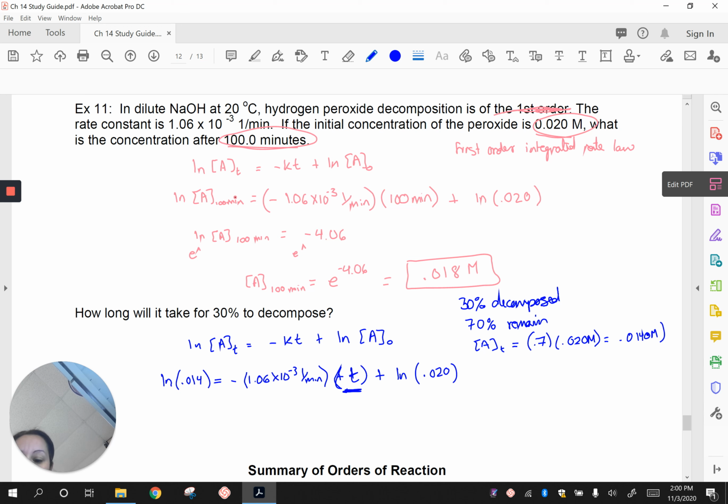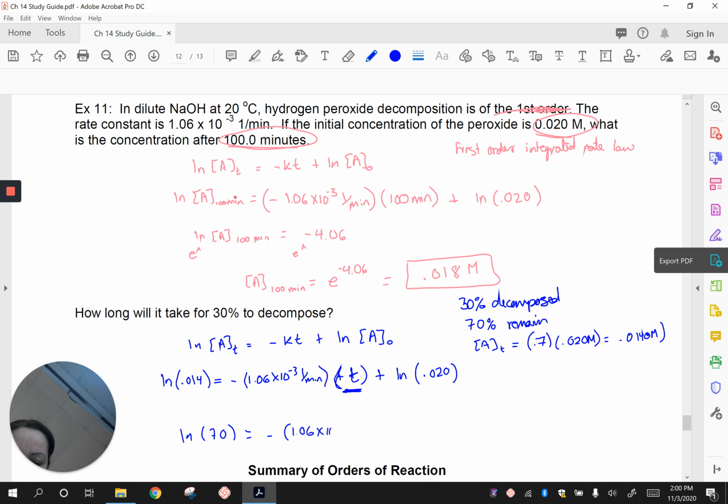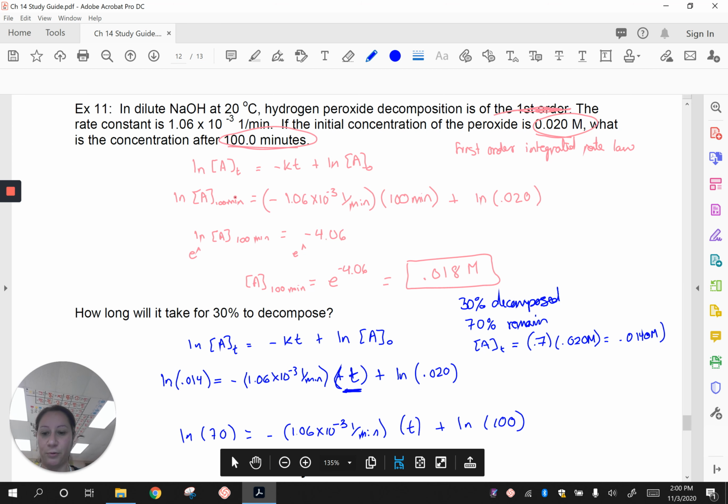Now I want to show you a different way to do it. Let's say you are not given the initial concentration, or you want to just make it easier for yourself. You can say, well, if the initial concentration is 100, then after 30% decomposes, my concentration now is 70. So you can plug it in as natural log of 70 is equal to, same thing, the K times T, solve for T, plus natural log of 100, right? If your initial is 100, then what you're left with is 70.